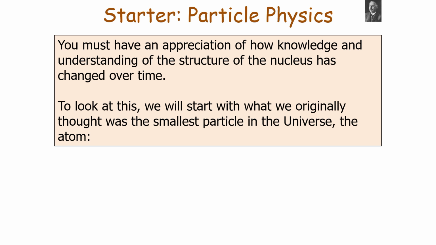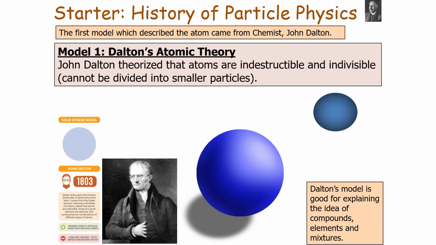So to look at this, we will start at what we originally thought was the smallest particle in the universe, the atom. The first model of the atom came from the chemist John Dalton. John Dalton's atomic theory was that atoms are indestructible and indivisible, and they can't be divided into any smaller particles. Now Dalton's model is good for explaining the ideas of compounds, elements and mixtures.